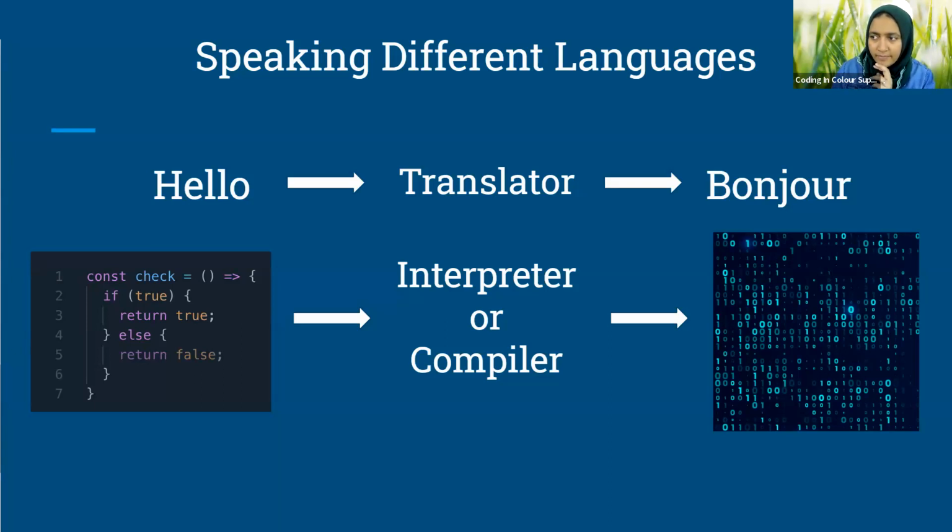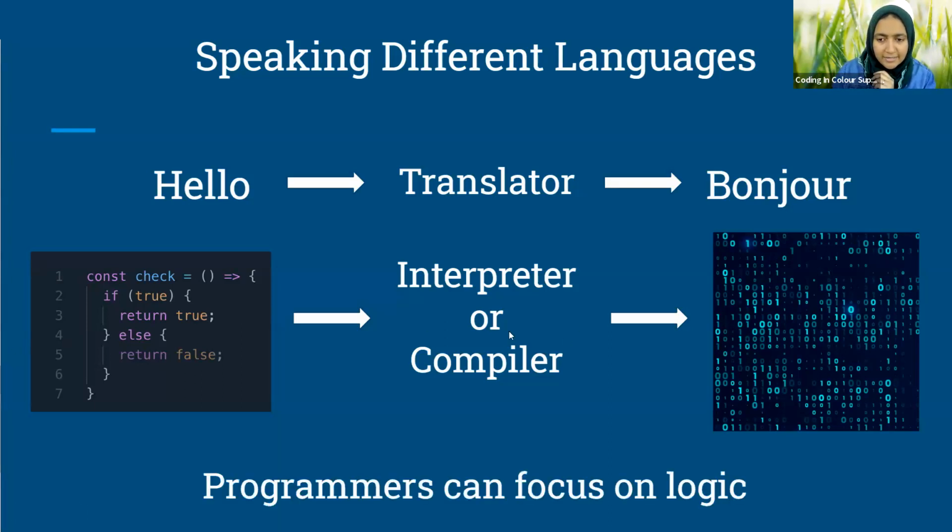So the reason for that, having an interpreter or compiler, and you'll see very soon that every language kind of has its own compiler, whose job is to translate everything into that machine language. But what that helps us with is it allows us as programmers to focus just on the logical side without having to work or worry about the nitty-gritty, what's happening in the background.